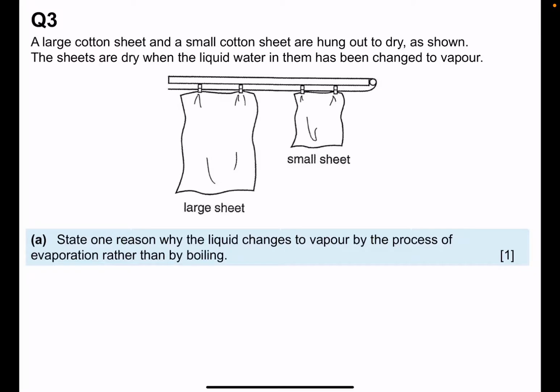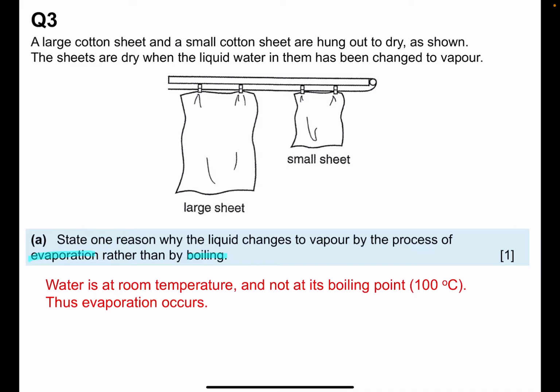Let's look at question 3. A large cotton sheet and a small cotton sheet are hung out to dry as shown. The sheets are dry when the liquid water in them has been changed to vapor. Part A. State one reason why the liquid changes to vapor by the process of evaporation rather than by boiling. So over here in this example, the sheets are at room temperature, so the water is at room temperature and not at boiling point. Therefore, evaporation occurs.